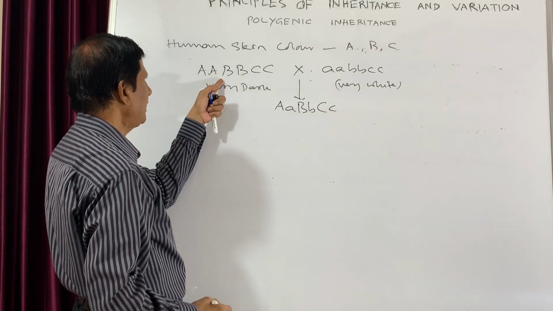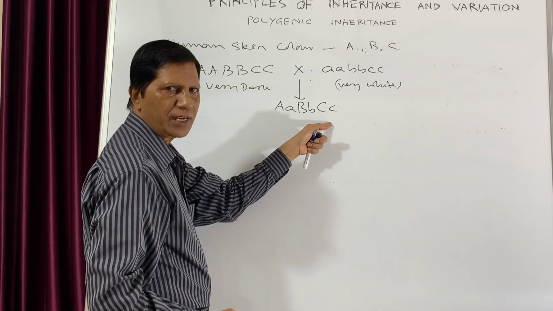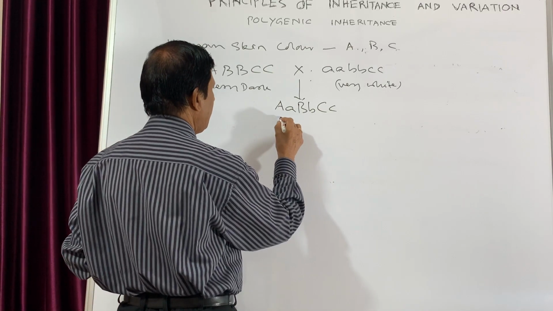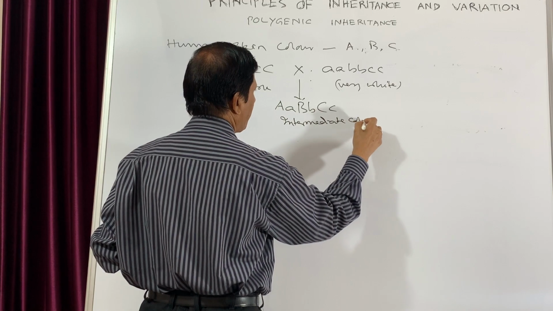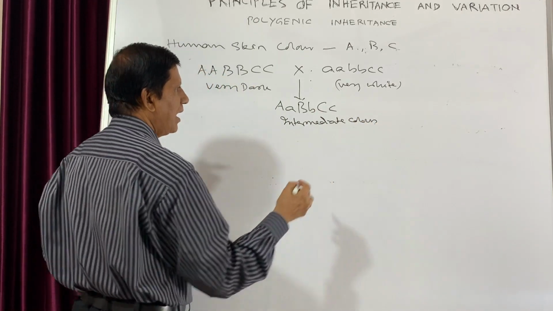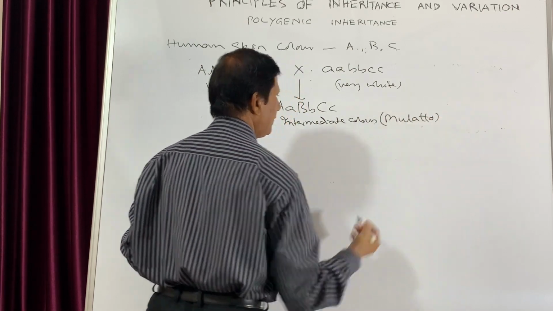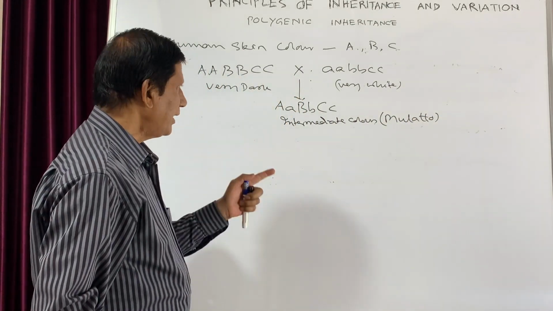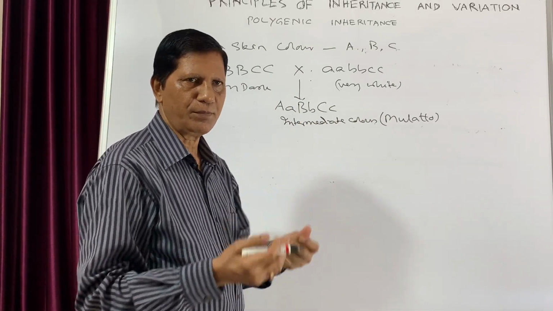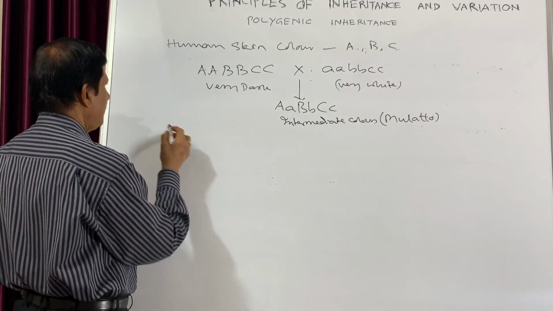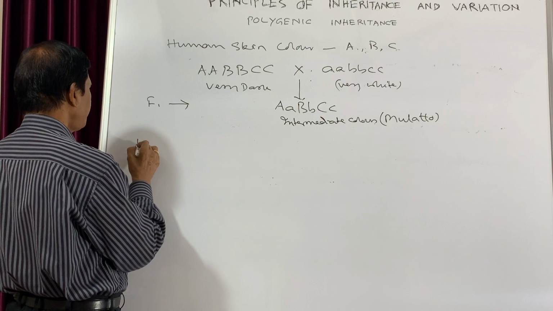That means here 6 dominant genes are there, here recessive are there, here 3 dominant genes are there. That means this is the intermediate color between very dark and very white, and this is known as mulatto color. It is intermediate type. Now, if 2 such persons marry, what will happen? Now, this is the F1 generation. You will study the F2 generation.